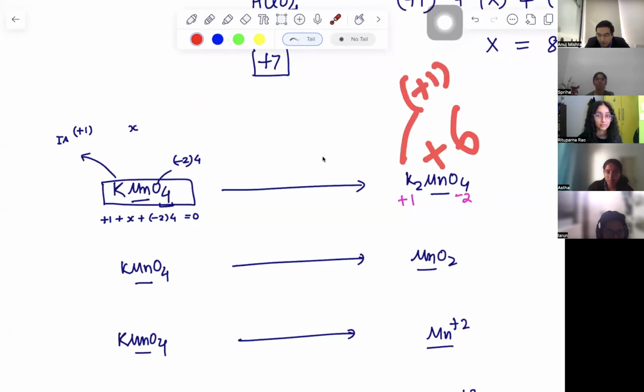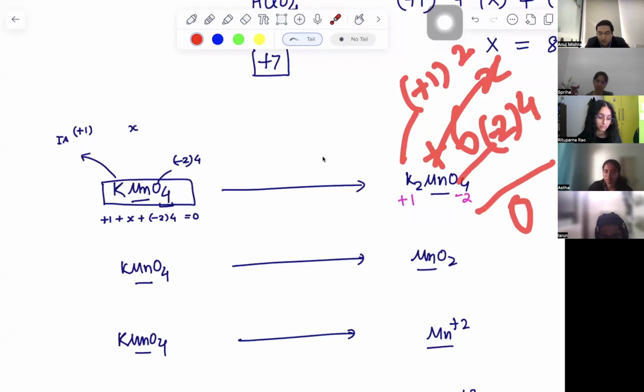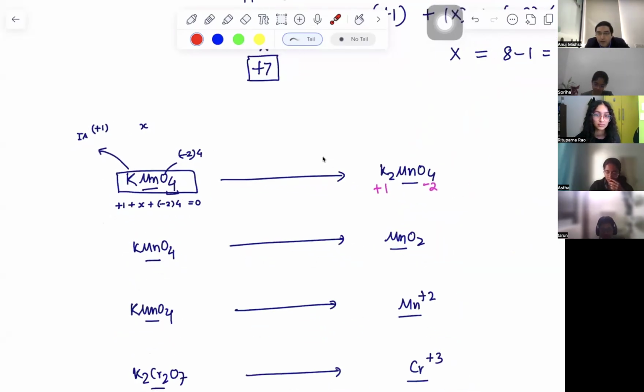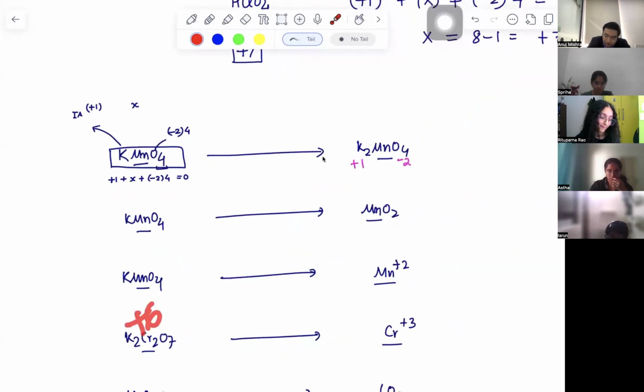+1 वाले 2 मेंबर्स हैं, इसको आपने x मान लिया. ऑक्सीजन इज -2. -2 वाले 4 मेंबर, टोटल समेशन 0 होनी चाहिए. x सॉल्व कर लोगे ना भाई, इतना मुश्किल काम तो नहीं है. KMnO4 फिर से +7, यहाँ भी +7, इधर पे +4, इधर पे +2. I hope all of you can get this easily. This is +6, this is +3.